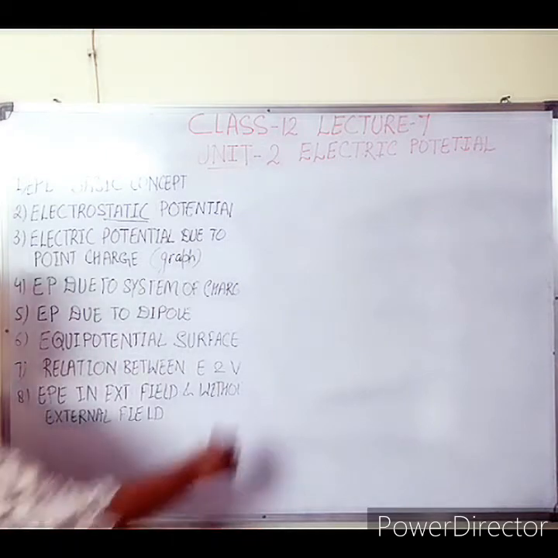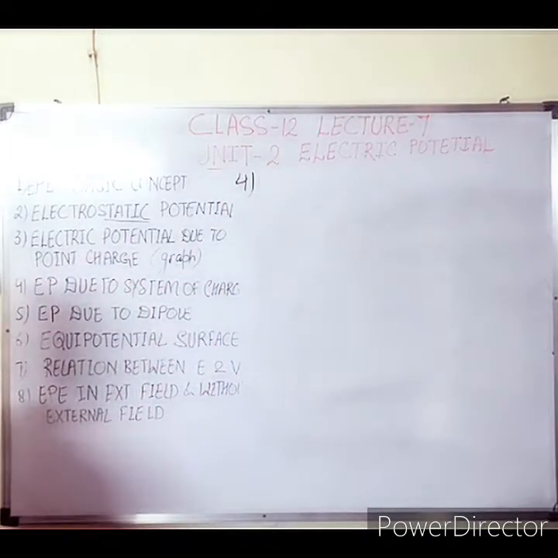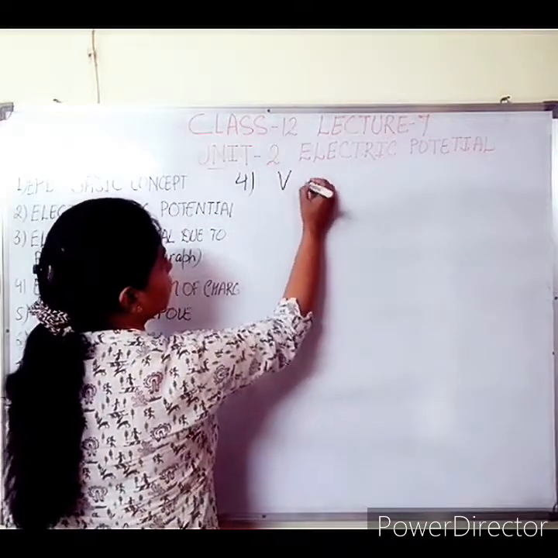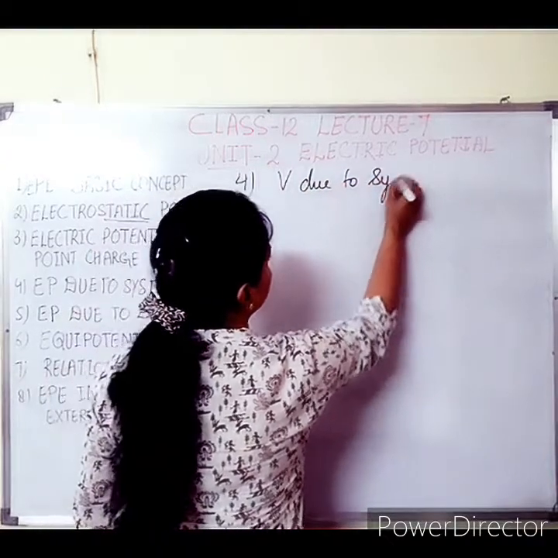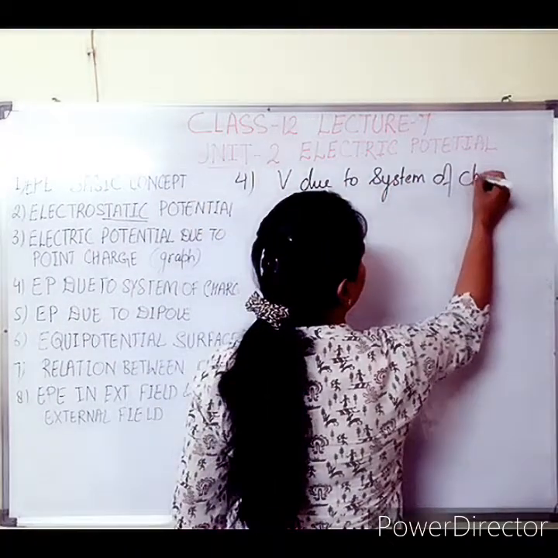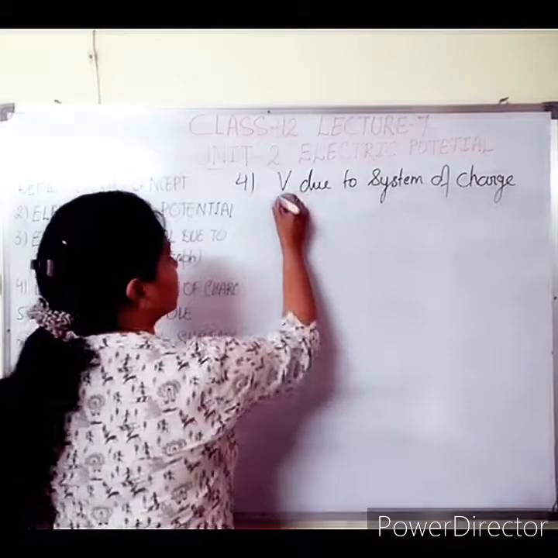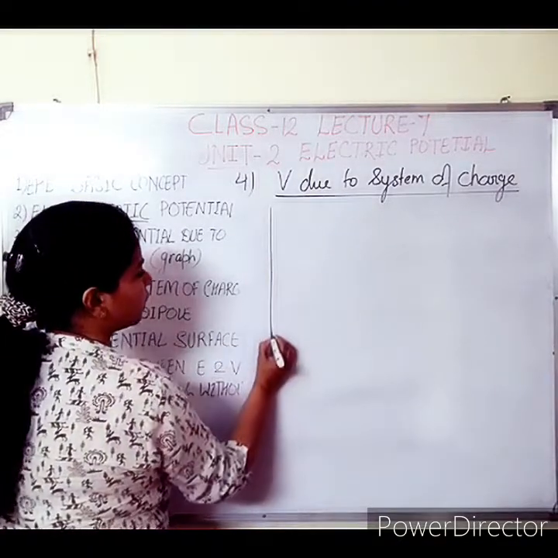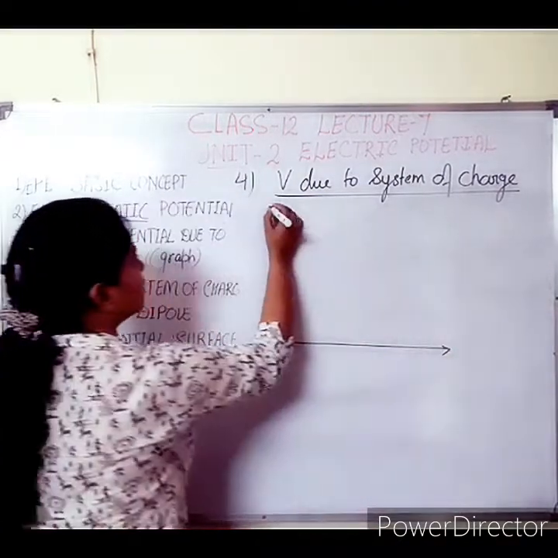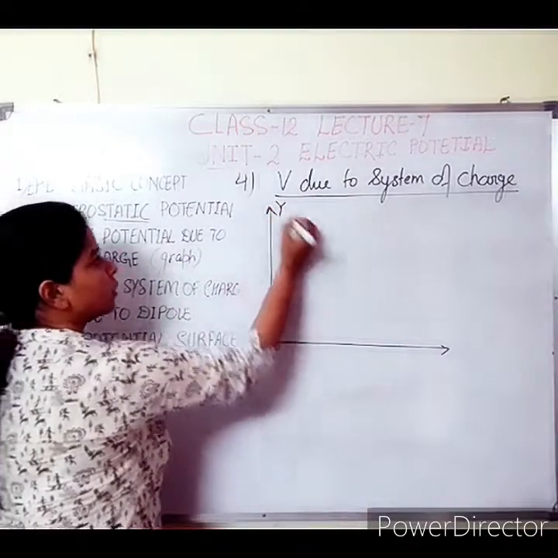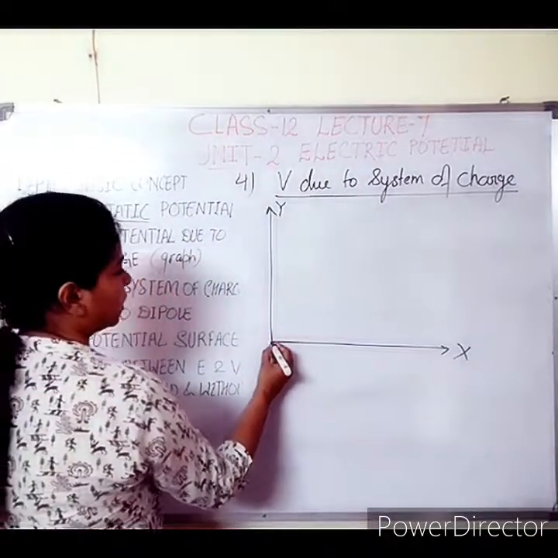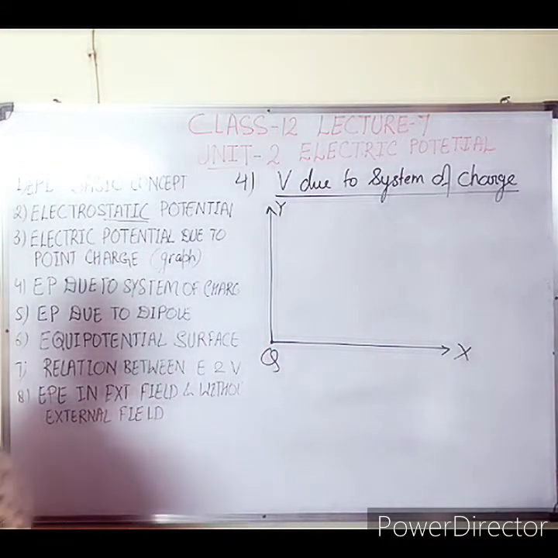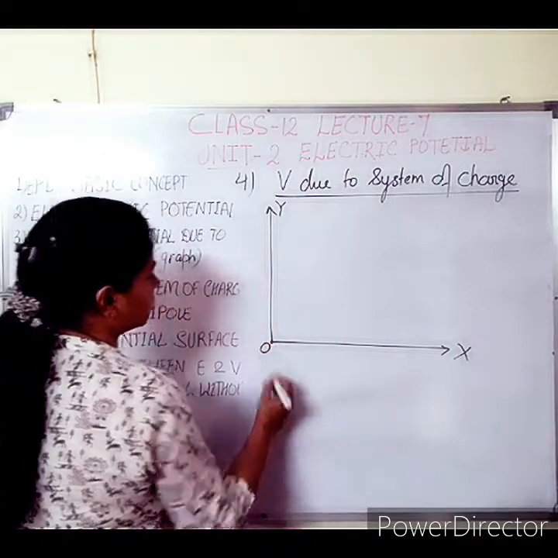Now come to the next point. The fourth point is electric potential due to a system of charges. We are taking the case of V due to a system of charges. Very simple. What we have to do is draw one coordinate system, y-axis, x-axis, and let the source charge be situated here. No, don't consider the source charge here. This is the origin position only.